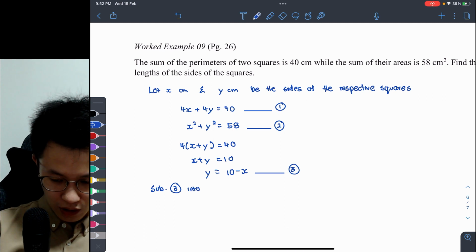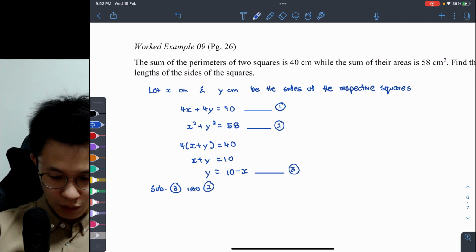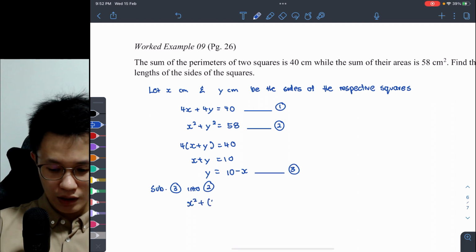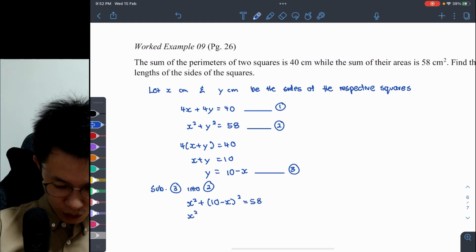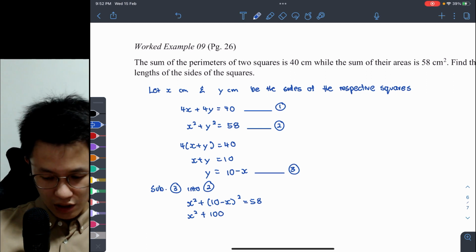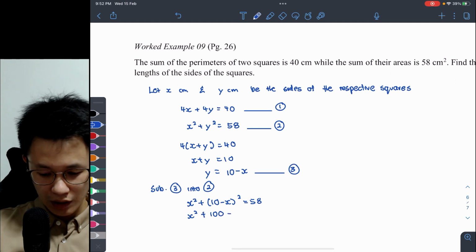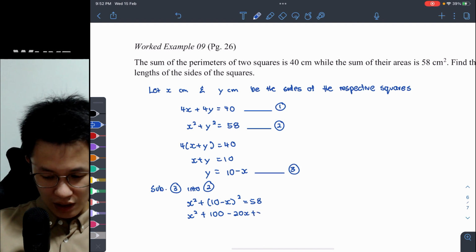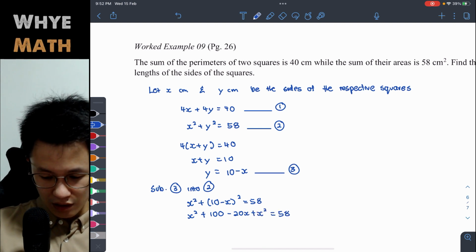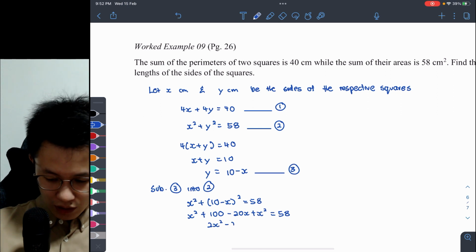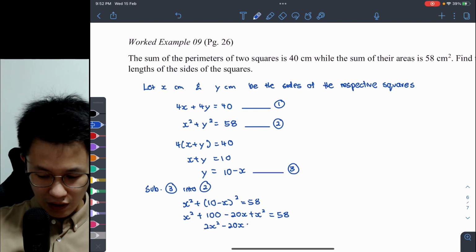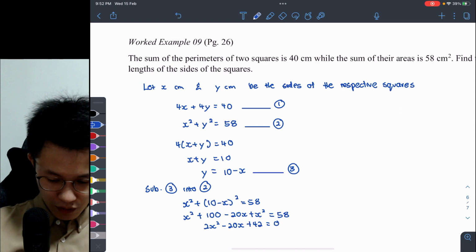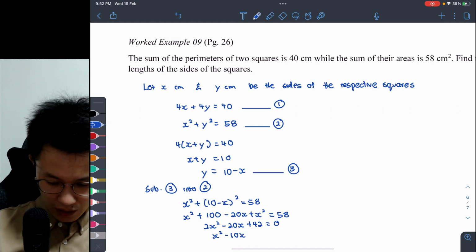into equation 2. Then we have x square plus bracket 10 minus x bracket square equals 58. Be very careful and intentional with how you are expanding these. A lot of students make mistakes here, especially when the x is at the back. If you're not cautious at this step, you can make a lot of careless mistakes. And so we have x squared minus 10x plus 21 equals 0.